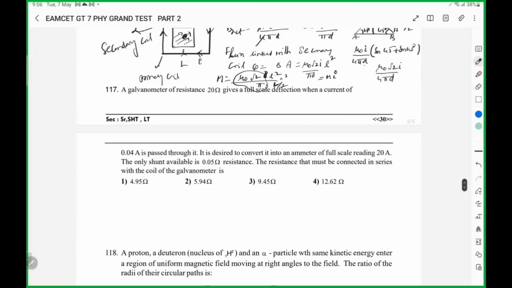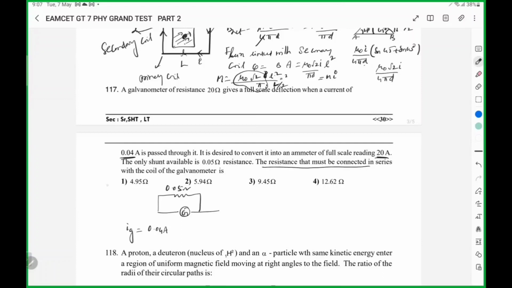A galvanometer of resistance 20 ohms gives a full scale deflection when a current of 0.04 amperes is passed through it. So Ig, the maximum current in the galvanometer, is this. Here it is desired to convert it to read 20 amperes, so a shunt is connected across it in parallel.